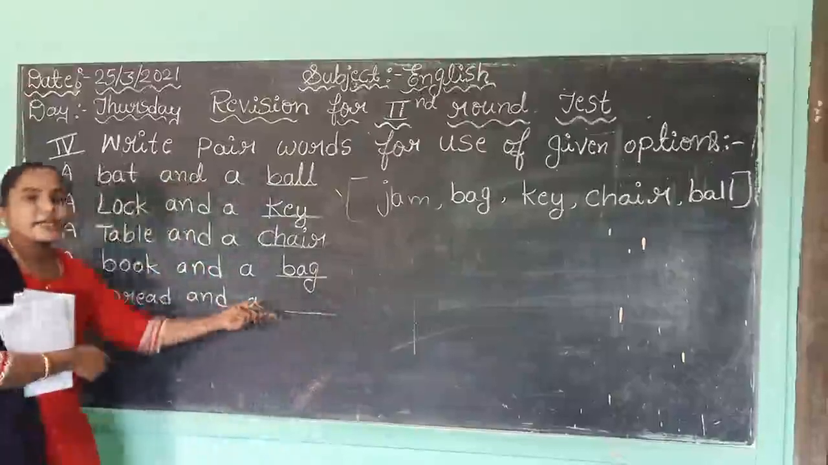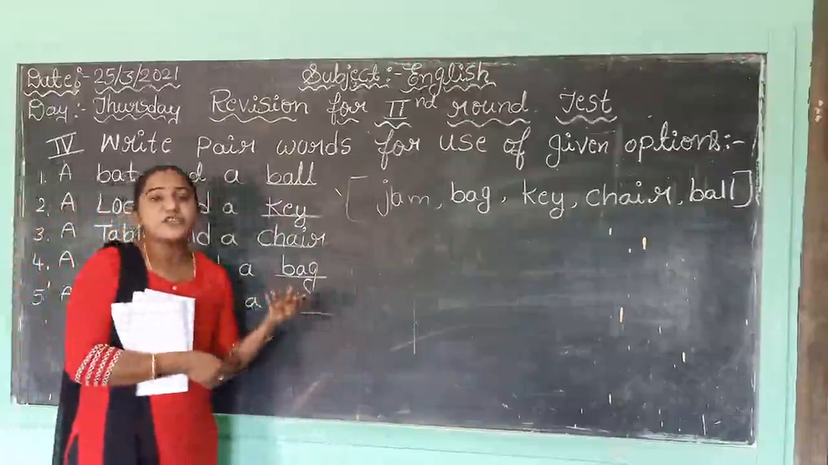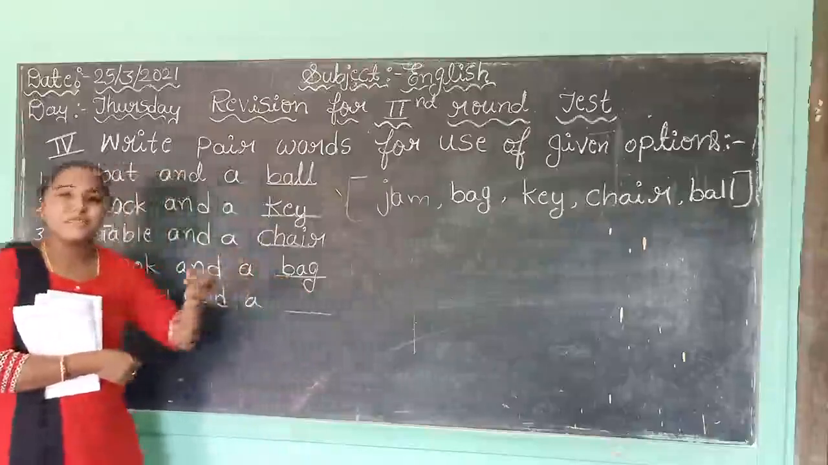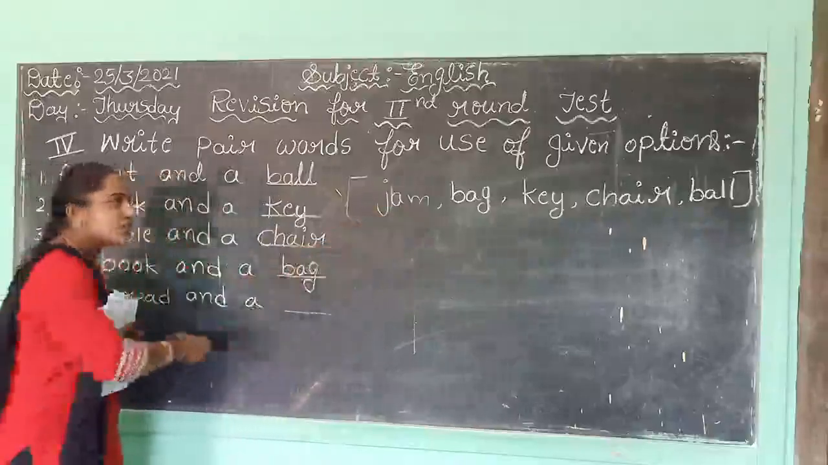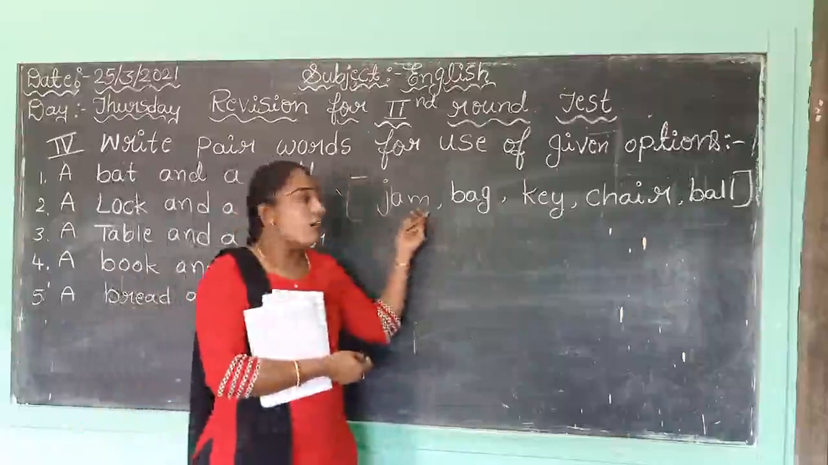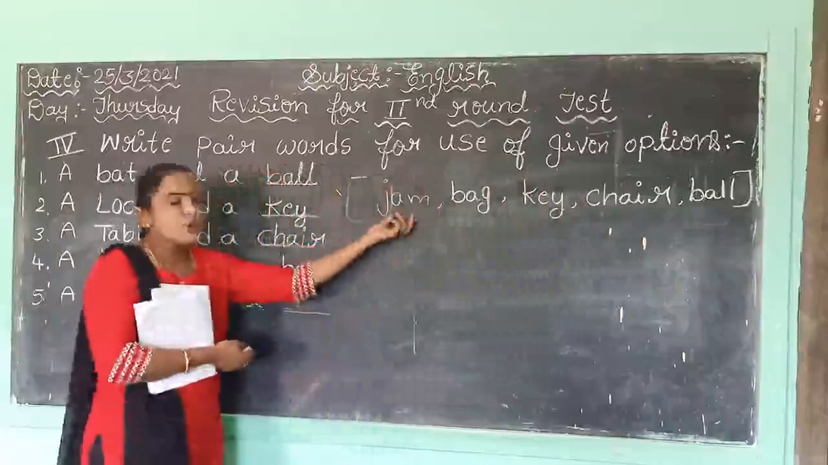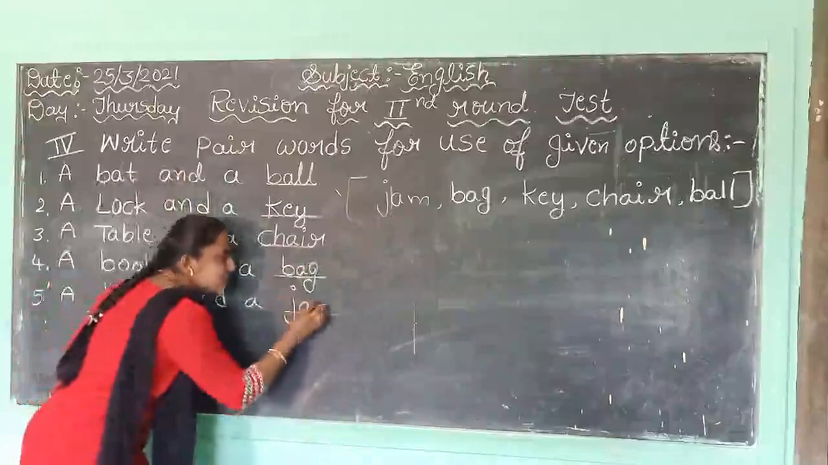A bread and a dash. You eat bread, no, children? So which one do you need with bread? Jam. So you like bread with jam, no? So J-A-M, jam. It is the only one left in the options. All are completed now. So we have only one, jam. So write jam on the dash.